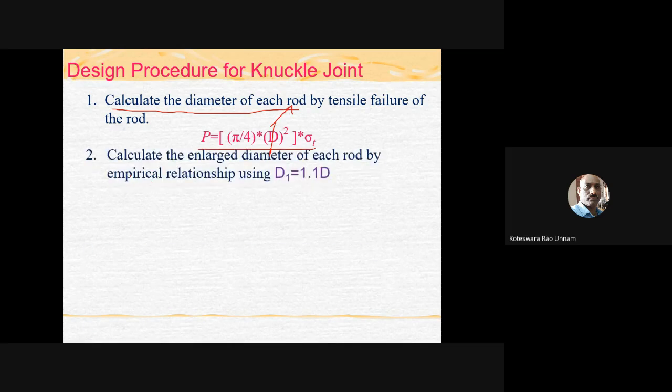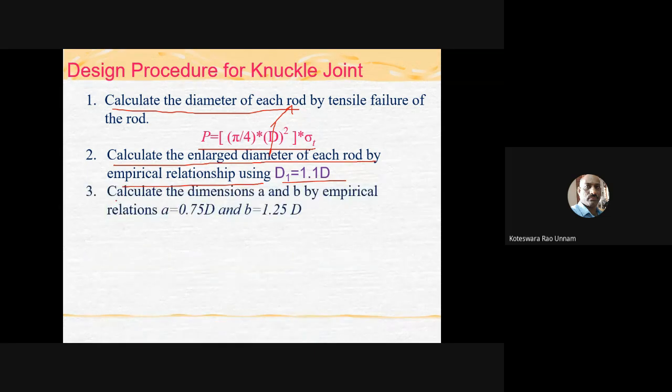Then the second step is we need to calculate the enlarged diameter of each rod by using the empirical relationship d1 is equal to 1.1 d. Then third, we'll calculate the dimensions of A and B by empirical relations, A equal to 0.75 d and B is equal to 1.25 d. Those are given in our data book also. You can use these empirical relations.